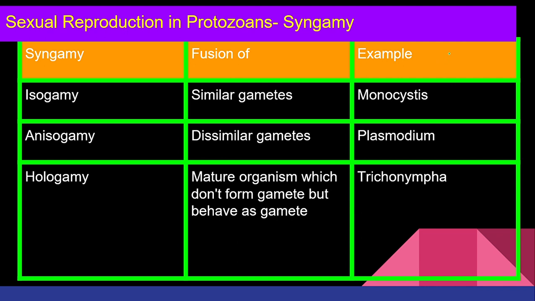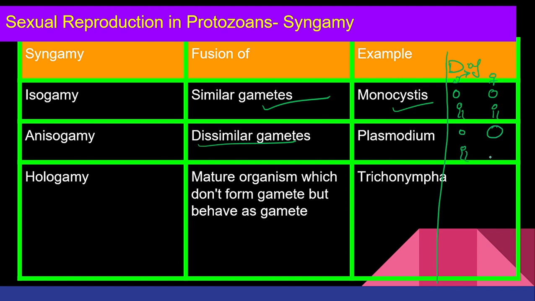Now, this is the table I spoke to you about in class. You're supposed to draw this to remember it. Draw the diagram also over here. Here you can draw male and here you can draw female. In isogamy, similar gametes are going to fuse together. Monocystis is an example, and you can draw a male and female like this or like this. Then anisogamy, dissimilar gametes. For example, male is going to be small, female is going to be large. Flagella is there, flagella is not there, right? Hologamy, the whole organism is going to act like a gamete and fuse together to form the zygote. For example, Trichonympha.